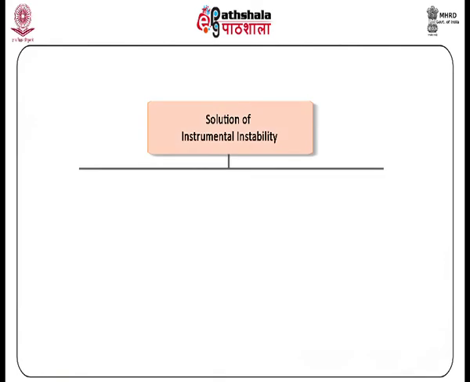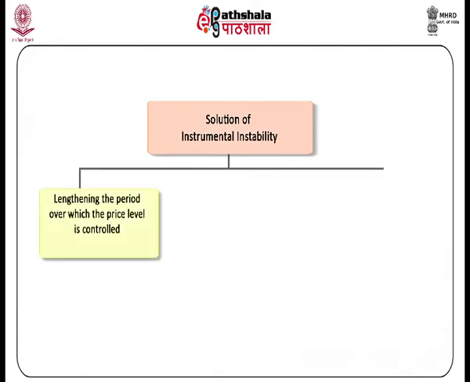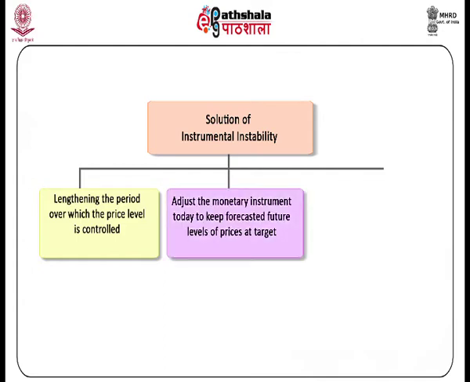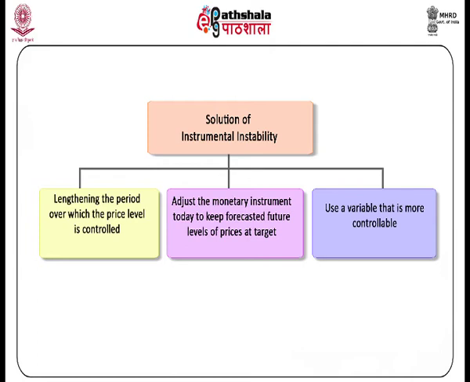This problem can be countered most easily by lengthening the period over which the price level is controlled, so that the price level is targeted to achieve a growth rate of, say, 3% over 4 quarters, but its quarter-to-quarter growth rate is not constrained further. An alternative solution is to attempt to adjust the monetary instrument today to keep forecasted future levels of prices at target. This approach accepts some failure to keep the current price level at target while maintaining the overall framework of price level targeting. However, it works best when the price level can be fairly well predicted, which may not be the case. A final solution is to use a variable that is more controllable, such as the money stock or an interest rate, instead of adopting an intermediate price level target.